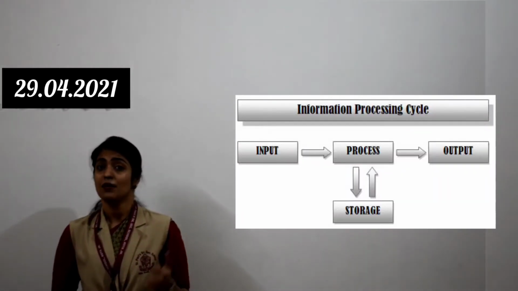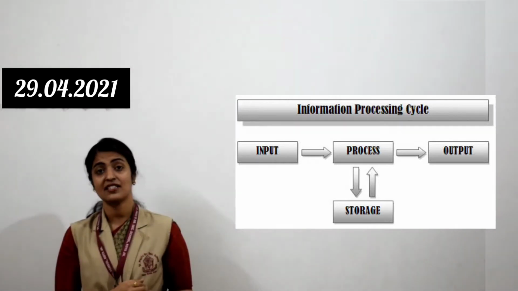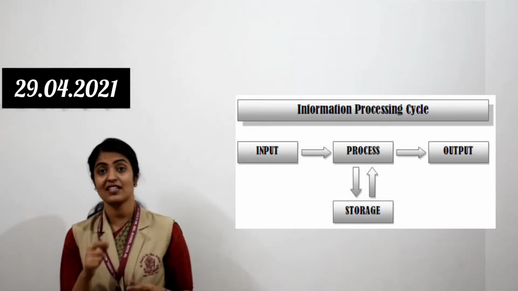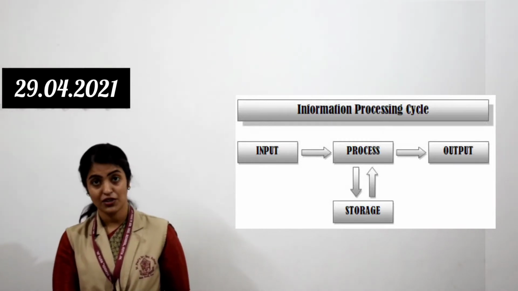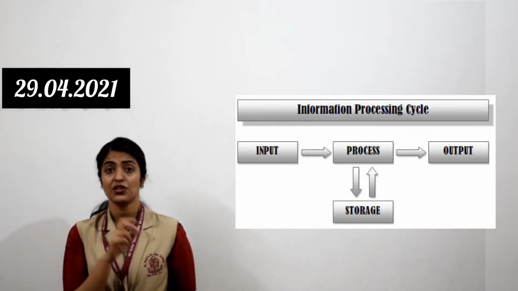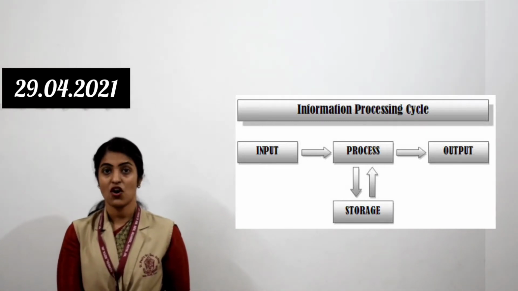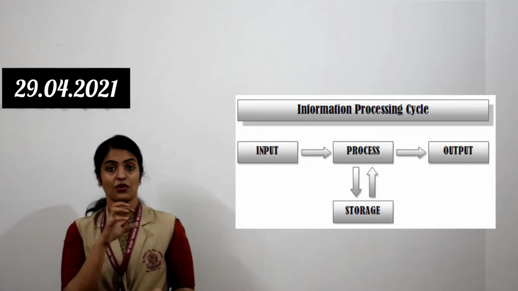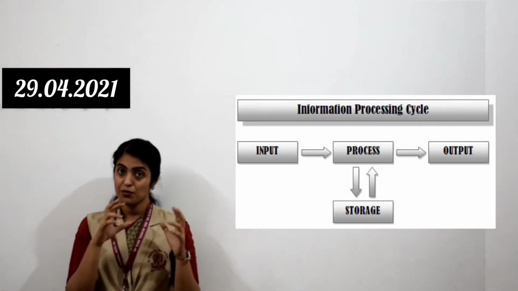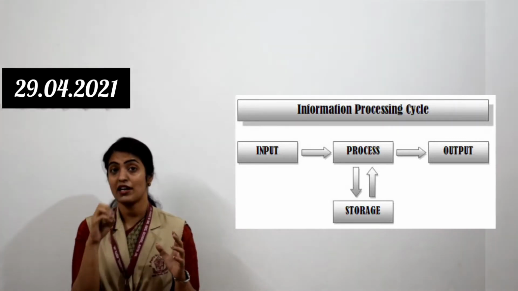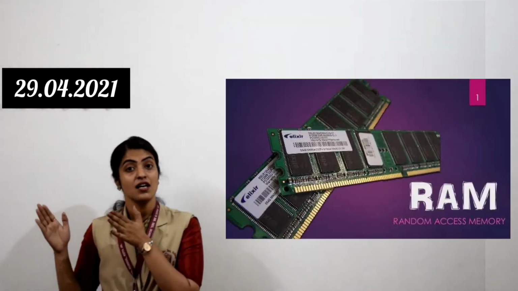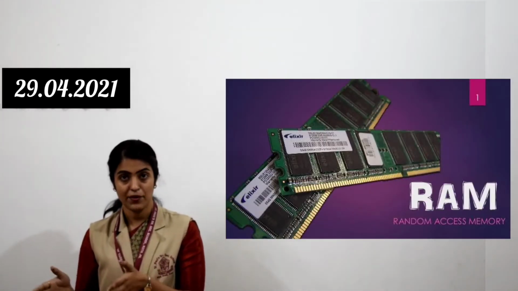There you may see a storage device is connected with the processing unit. For what, children? For storing the values of calculation in the storage device or in RAM. Whatever calculations happen in the processing unit, it stores the values of those calculations in RAM, random access memory. But children, here's the thing. It saves that data, but it saves that data for temporary purpose.